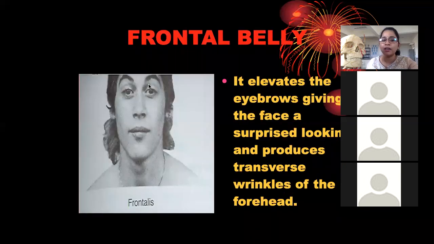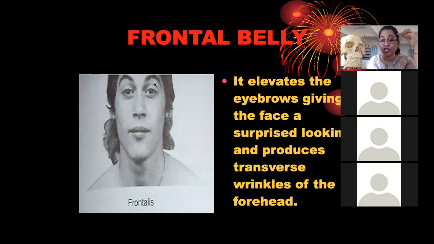Now, what is the action of this muscle? Now remember, the action is insertion moves towards origin, okay? But these bellies are actually subcutaneous muscles, so they contract together, okay? When they contract together, what happens? We see horizontal wrinkles on the forehead, okay? This is the action of the occipitofrontalis bellies.